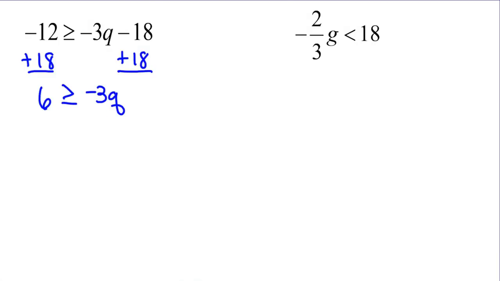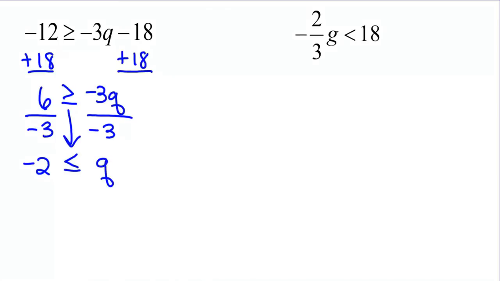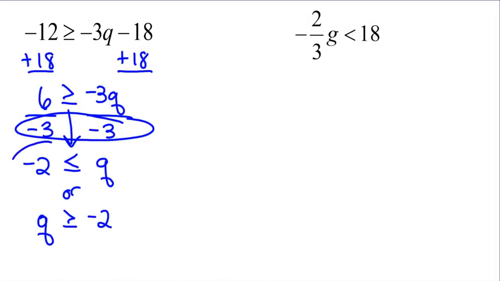And then one more step to get rid of that coefficient. I'm going to divide both sides by negative 3, and negative 2 is less than or equal to q. I did have to switch the symbol around because I divided both sides by a negative number. And again, we can write that with the variable on the left-hand side. Q is greater than or equal to negative 2. Either way to write that solution.